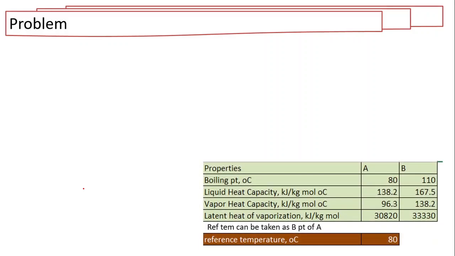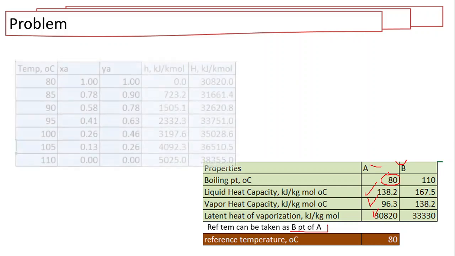Now let us take one problem where the properties of A and B are given here. Their boiling points are given, and their liquid heat capacity in kilojoule per kg mole degree Celsius is given. Vapor heat capacity is also given. Latent heat of vaporization in kJ per kg mole is also given. The reference temperature can be taken as the boiling point of A, that is 80 degrees. If you take this value, automatically the enthalpy of A will be 0, because the change in enthalpy is 0 as it is taken at the boiling point of A. So the reference temperature is given here.